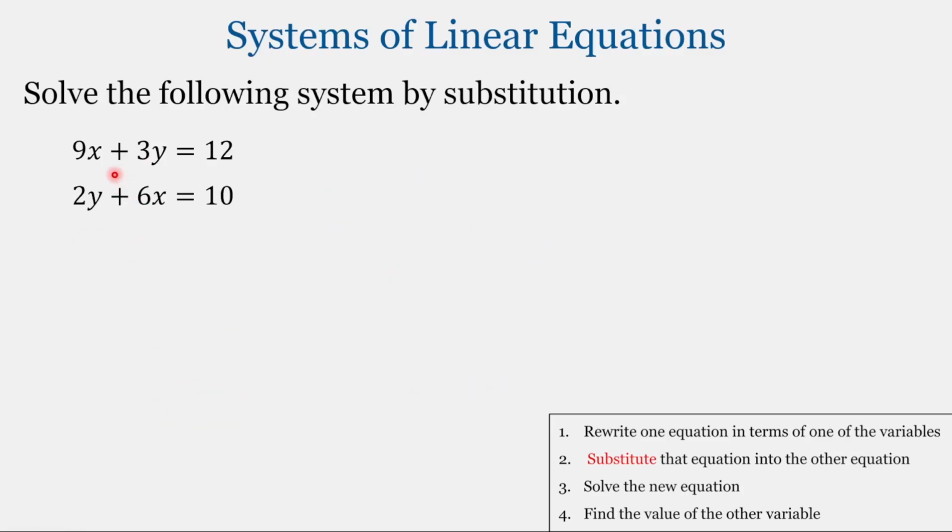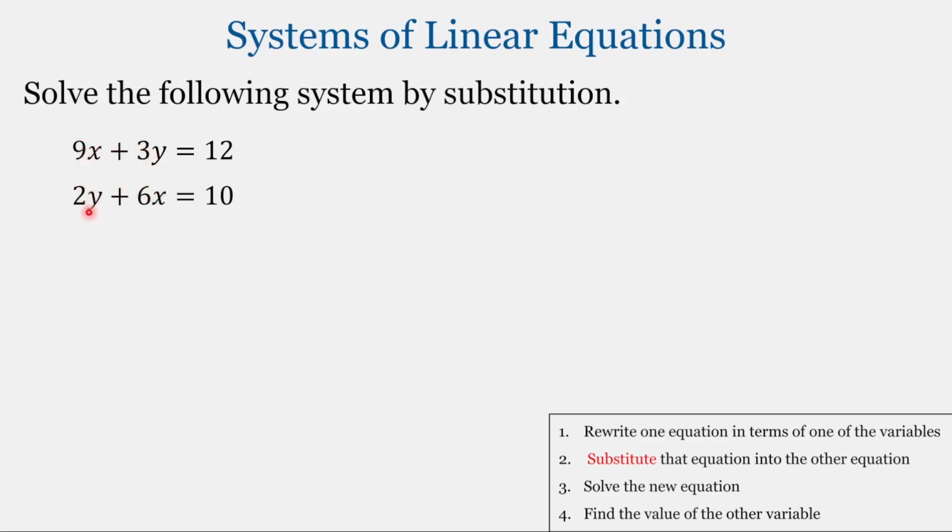Let's practice one more. So we're going to solve the following system by substitution. First equation is 9x plus 3y equal to 12. And the second equation is 2y plus 6x equal to 10. Now I kind of say first equation and second equation, but this order does not matter. But the first step is still to rewrite one equation in terms of one of the variables. I first look to see if I have a coefficient of 1 or negative 1. I don't, unfortunately.